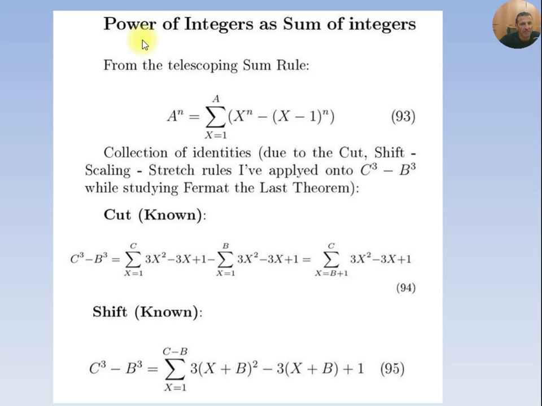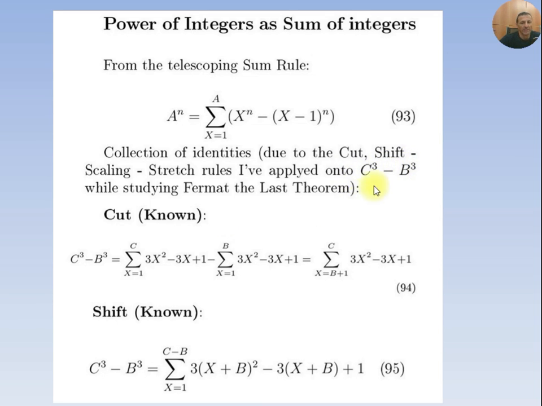So what we can do now is represent powers of integers as sums of integers using the telescopic sum rule. So we can write a to the n equal to the sum of x equal to 1 to a of x to the n minus (x minus 1) to the n. So we can rewrite the Fermat Last Theorem with this on the left hand and on the right hand c to the n minus b to the n.